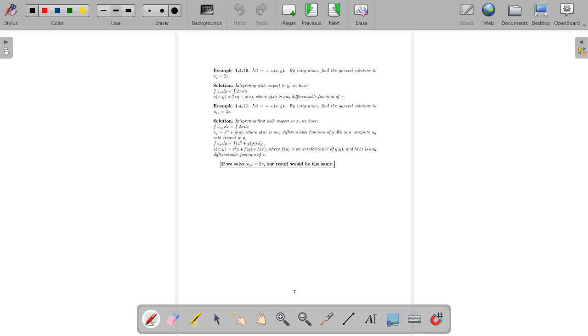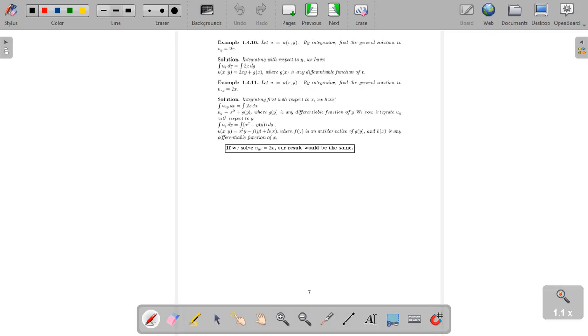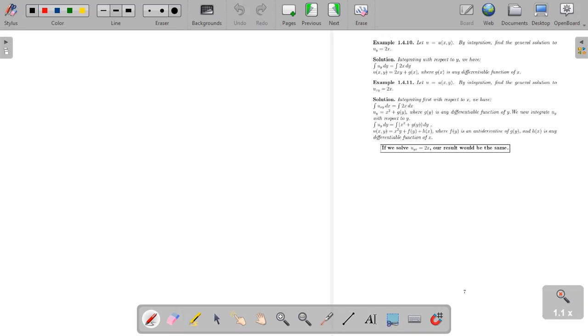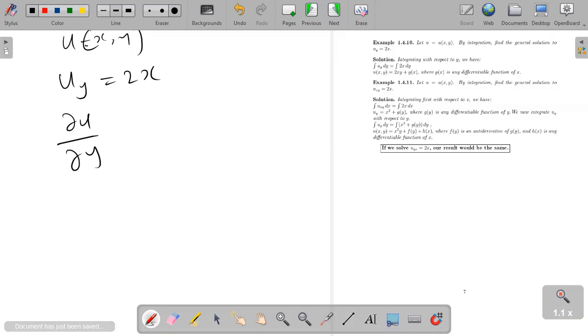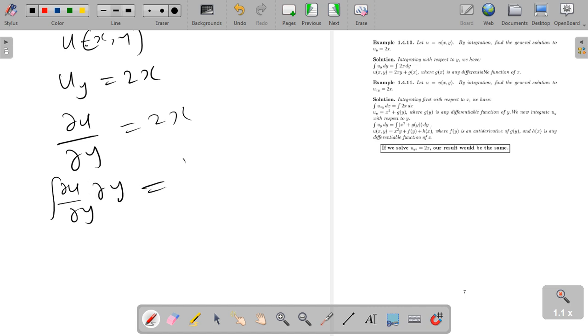Okay. So in this question, they said that u is equally a function of x and y, and they gave us that u_y is equal to 2x. This means partial u over partial y is equal to 2x. So if I integrate, you must integrate with respect to y, the integral of 2x dy. Sorry, it must be dy, not partial y.